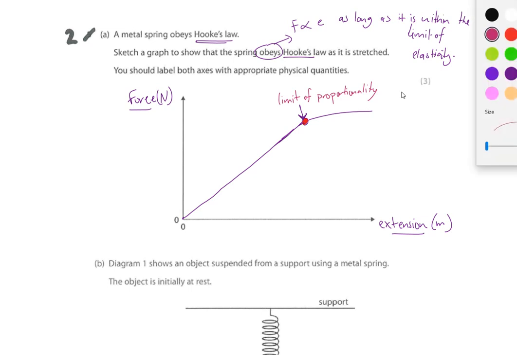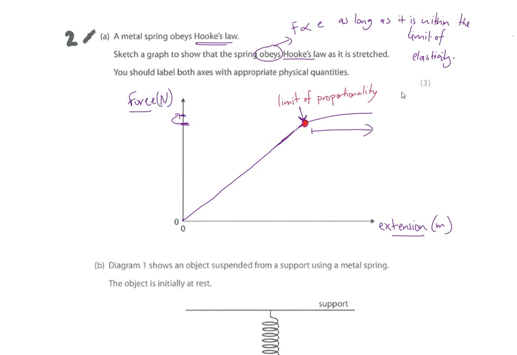Okay, so this is the limit. Now, what happened is the force has increased so much that it just extends forever. So if you apply a small force, look from here to here, this is a small force, so look how long it has extended by. So this is beyond the limit.